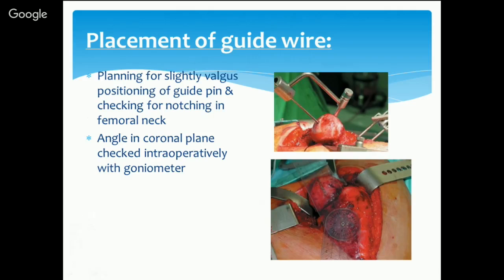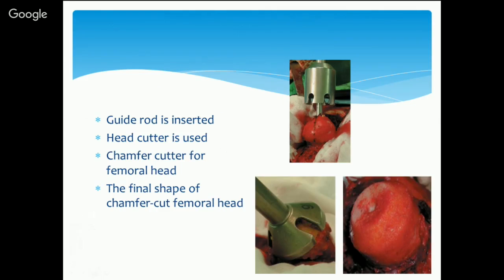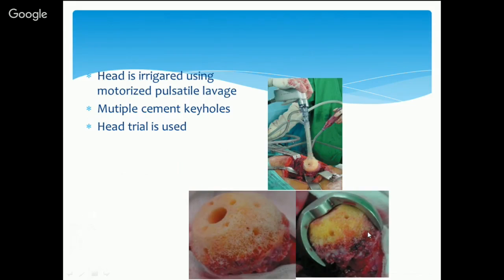Placement and planning of a slight valgus position of the guide pin, and checking for notching of the femoral neck. The angle is checked intraoperatively by the goniometer. There is a guide rod, then the head cutter is used, then the chamfer cut is done, and ultimately the shape of the head will be like this. Now the head is irrigated with pulsatile lavage, and then we make multiple holes there.